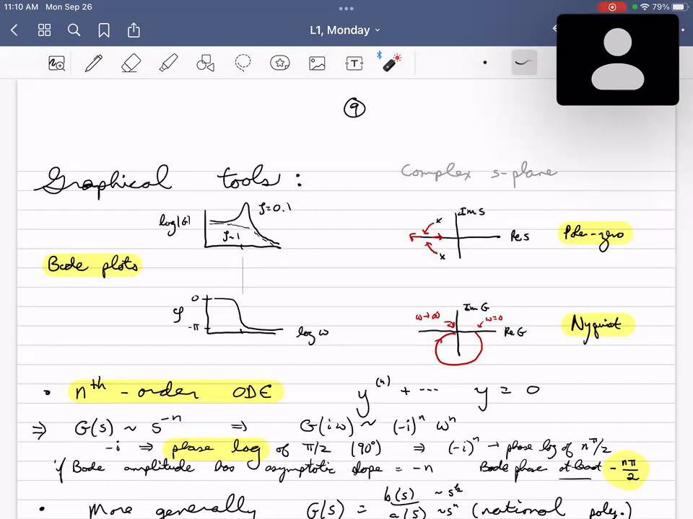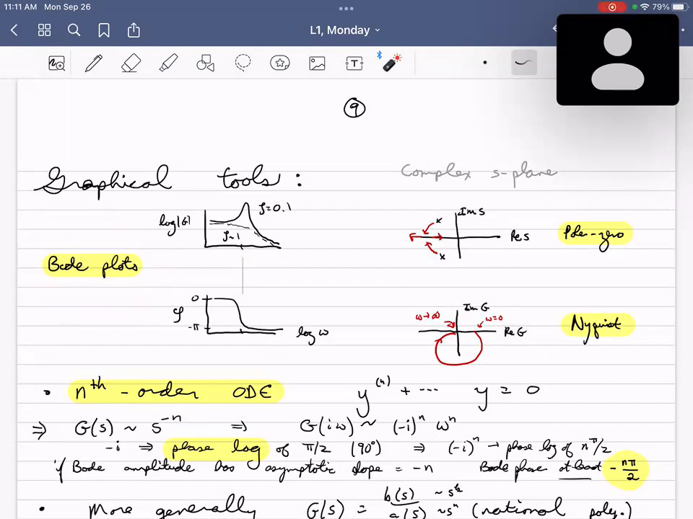So there are a number of graphical tools for linear systems that are useful to know about. One of them is called Bode plots, where you just take the log of the magnitude. So these are magnitude and phase response. You take the log, tradition is the log of the magnitude versus the log of the frequency.